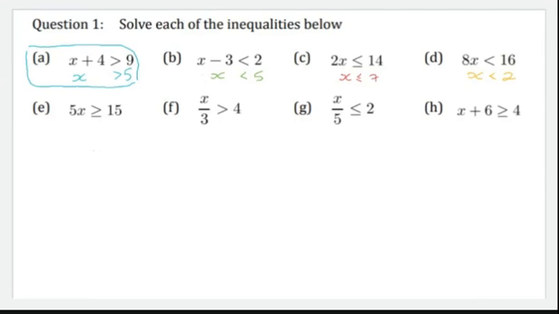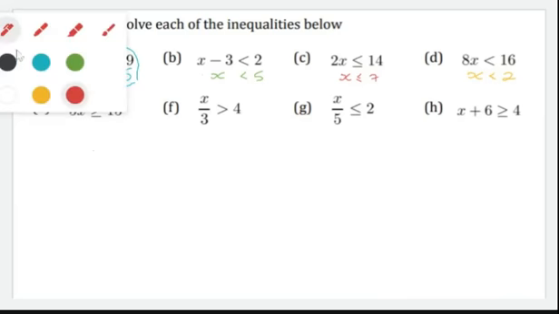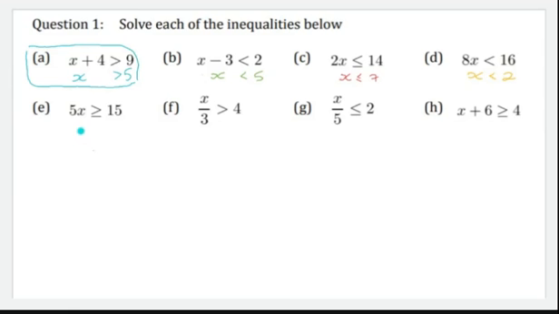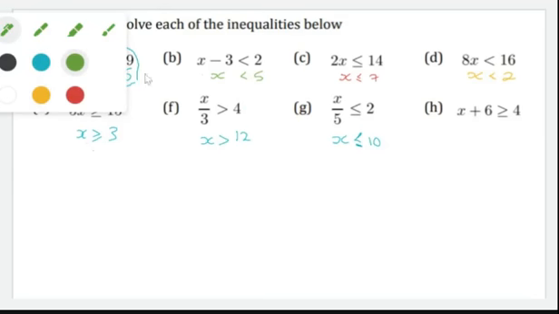Okay. Cool. All right. So the next one is just as simple as dividing both sides by 5. So x is greater than or equal to 3. And the next one? Times both sides by 3. Yep. So x is greater than 12. Very good. Next one? Times both sides by 5. Yep. X is smaller than or equal to 10. Lovely.